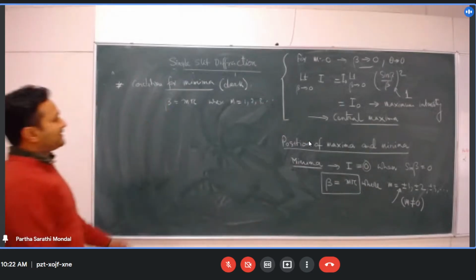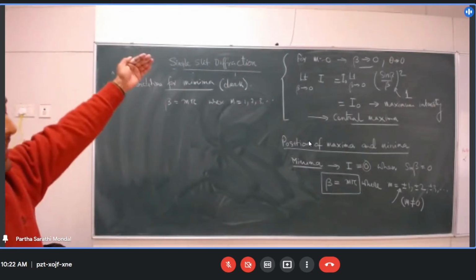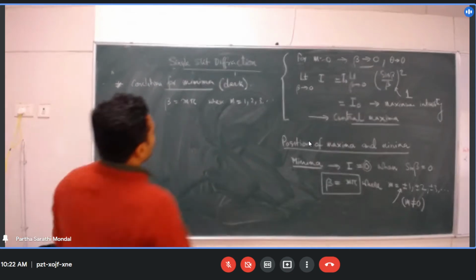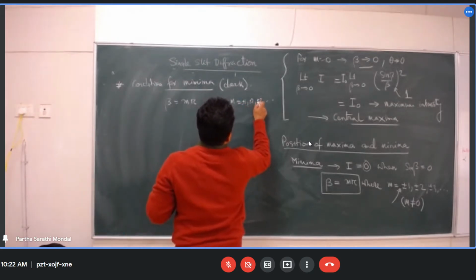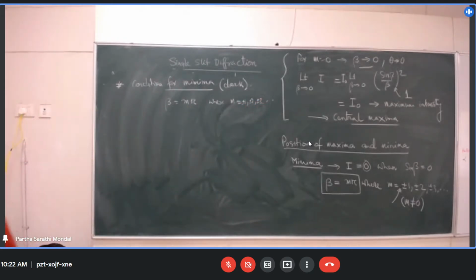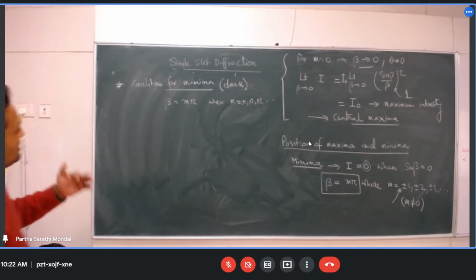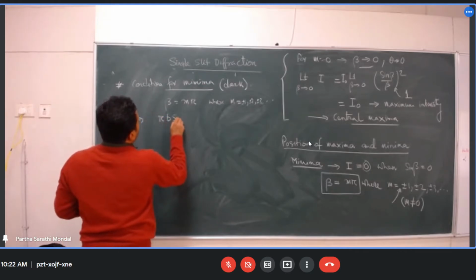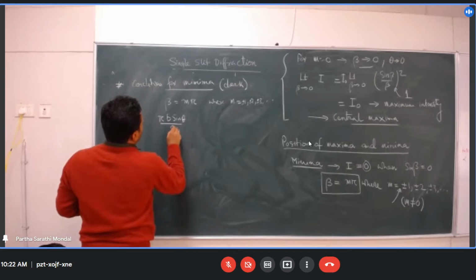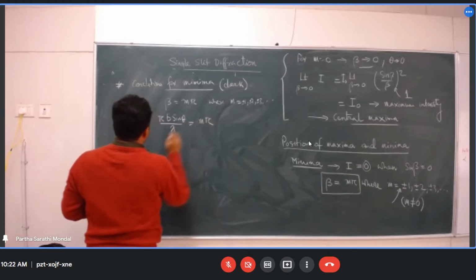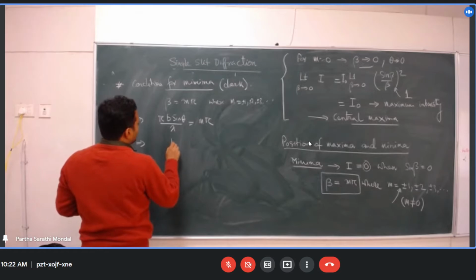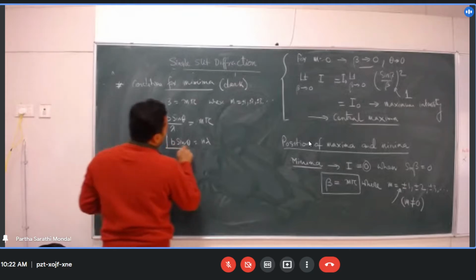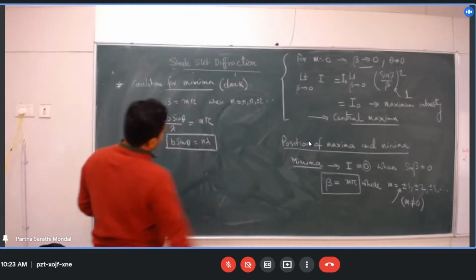Obviously, I'm talking about plus minus. Plus means the upper side, where theta is positive, and minus means theta is negative. So plus minus means either side of the central maxima, above or below. So now what is beta? Beta is pi b sine theta divided by lambda equal to m pi. So that means b sine theta equal to m lambda. So this is a very important relation for diffraction minima.